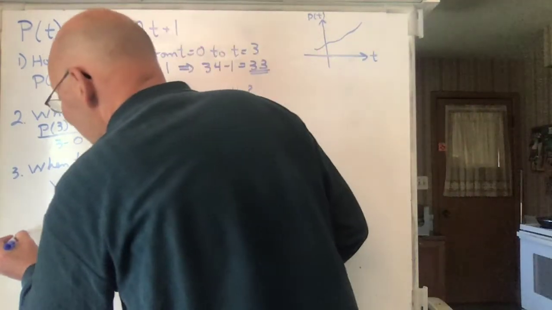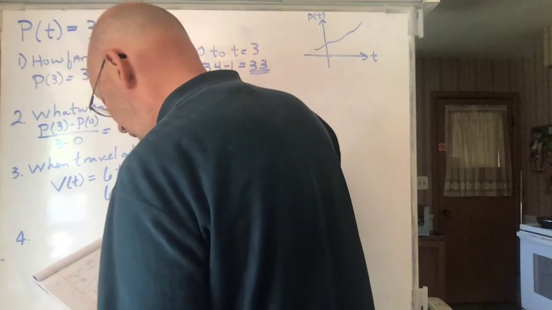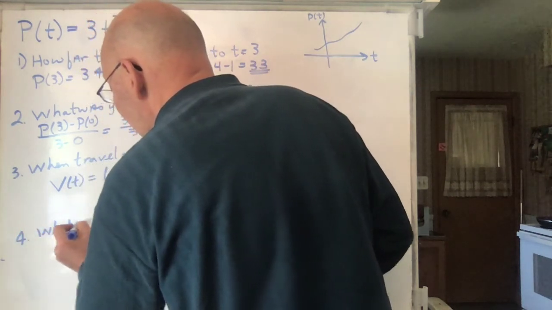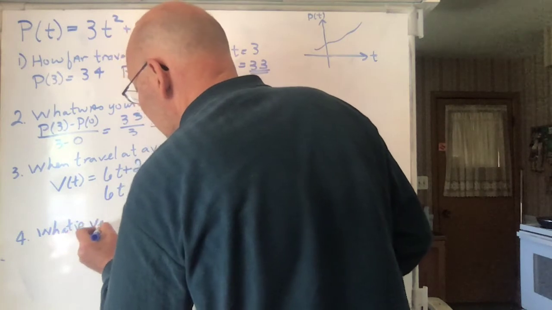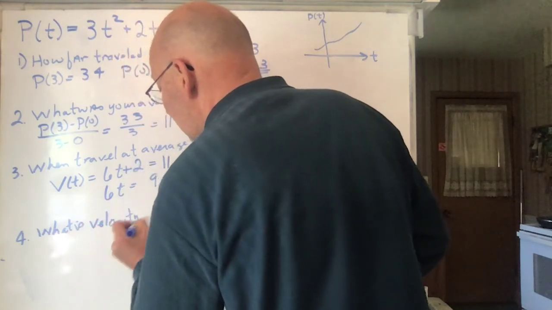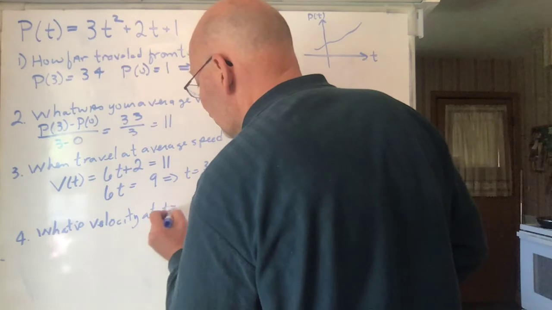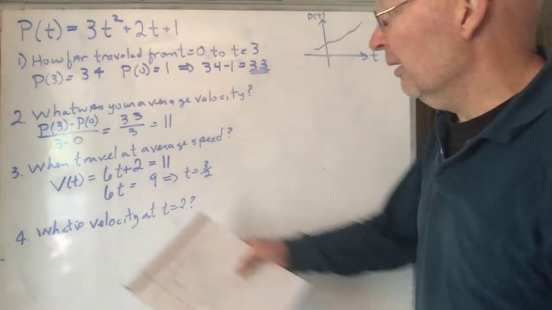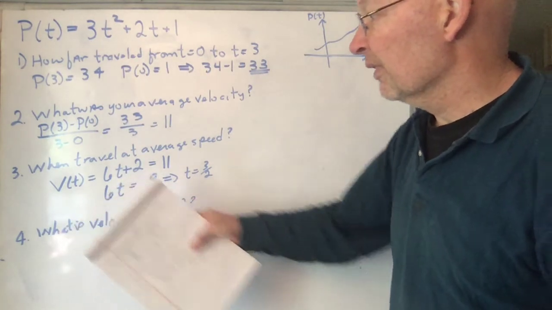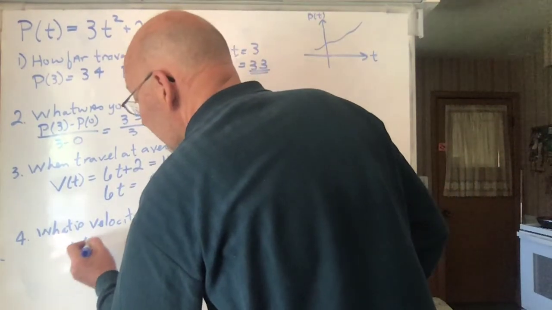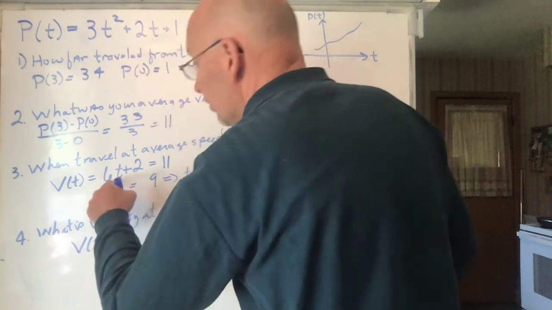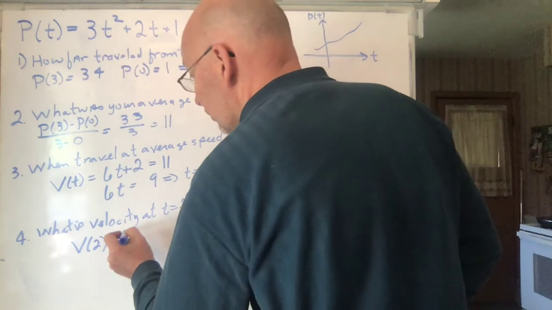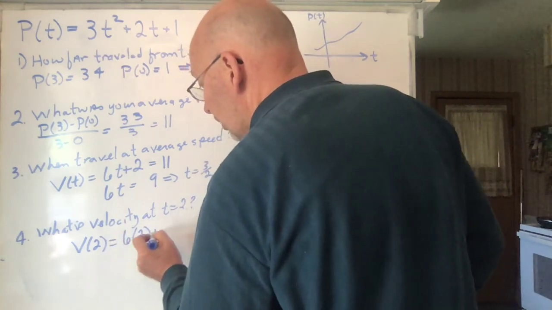Next question. What is velocity at t equal to 2? At t equal to 2. Well, here's your velocity at any time. So v of 2 is just going to be what? 6 times 2 plus 2 is going to be 14.